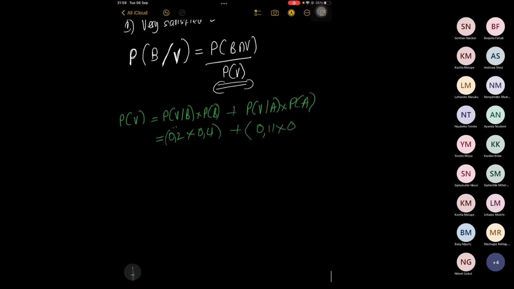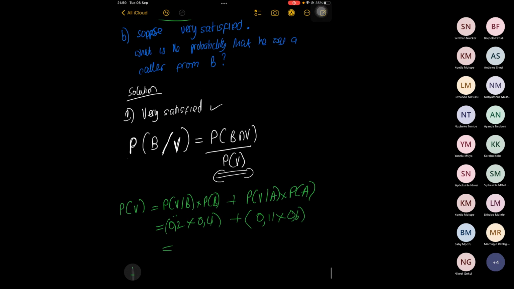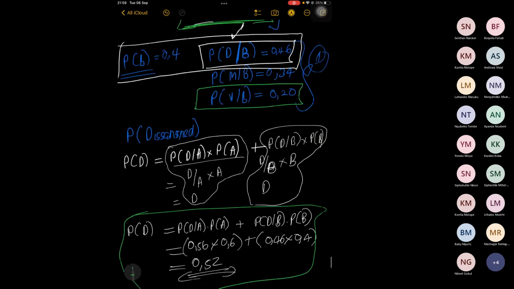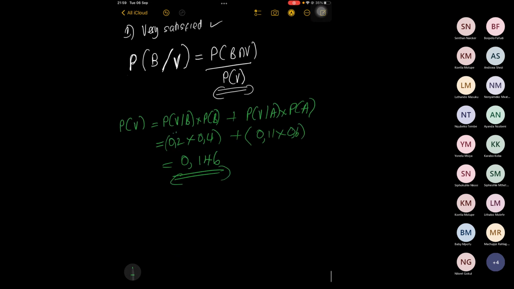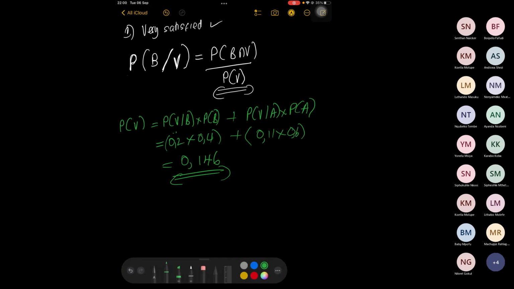0.11 times probability of A is 0.6, isn't it? So in this case, it's going to be 0.2, 0.4, plus 0.11, 0.6, which is 0.416. Let me confirm. Okay. So here it's going to be 0.146. So you are done with the computation of the probability of what? Of V, which is this one.